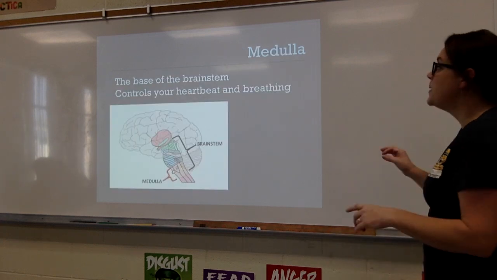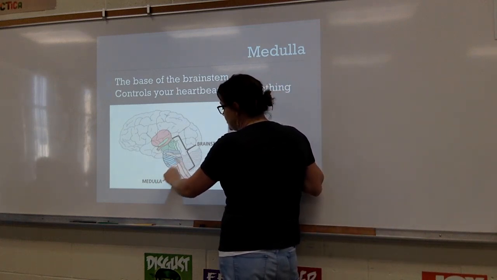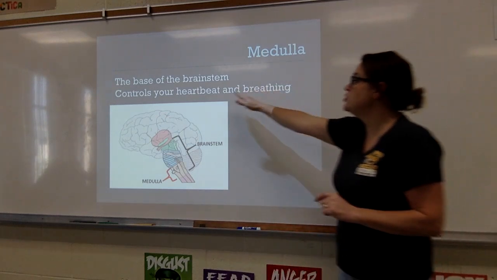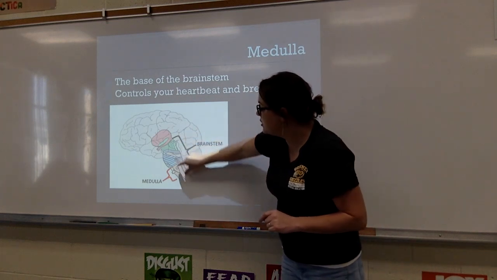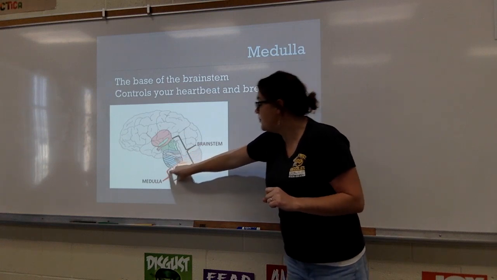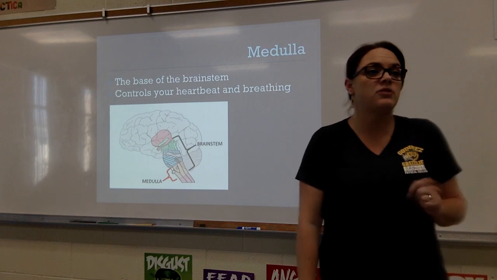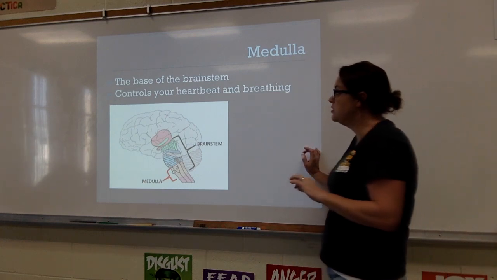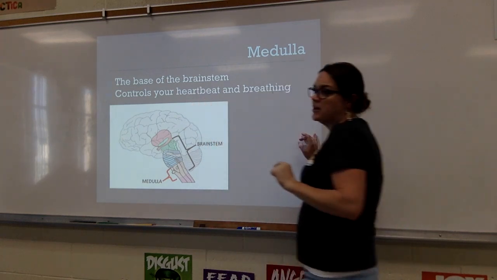Okay, so the first part of the brain stem is called the medulla. So it's right down here, your medulla, and it controls your heartbeat and your breathing. So you have the brain stem here. I want you to color in the medulla on your paper. So that's this part right here at the base of the brain stem. So it's called the medulla, or the medulla oblongata is the long name for it. And it controls your heartbeat and your breathing.